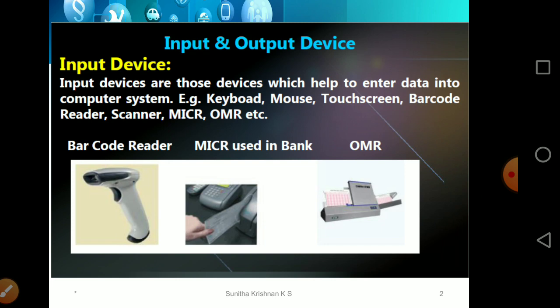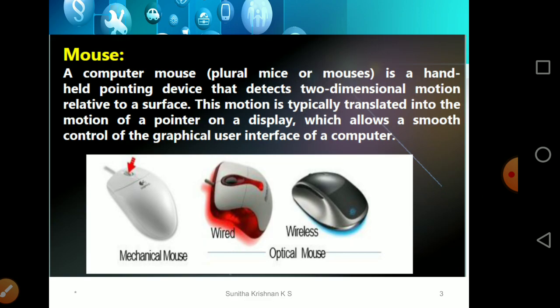Similarly, OMR, that is optical mark recognition. You might have seen you are putting some bubbles on the paper and it will be given to the system to identify the answer. So that is also an input device. And the most common one is again mouse. There are two types of mouse, that is mechanical mouse, which operates upon pure mechanical action of the ball inside the mouse, and the other two shown in the picture is optical mouse. With the help of some rays, infrared rays, light, it works or identifies the locations.